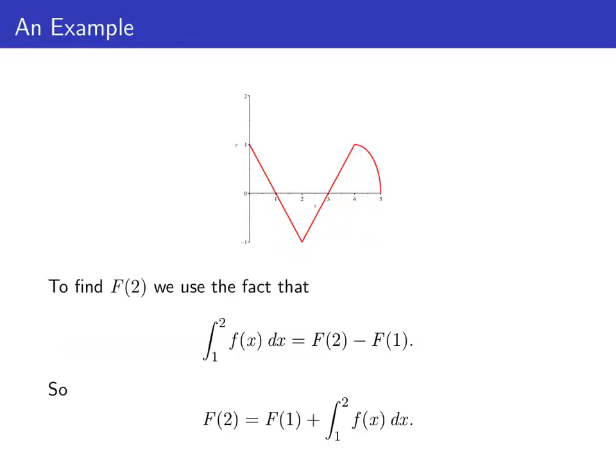To find big F of 2, we use exactly the same idea. Big F of 2 minus big F of 1, and remember we just calculated big F of 1. Big F of 2 minus big F of 1 is the definite integral of little f of x dx from 1 to 2. Solving for big F of 2, we get big F of 2 is big F of 1 plus this definite integral from 1 to 2 of little f of x dx.